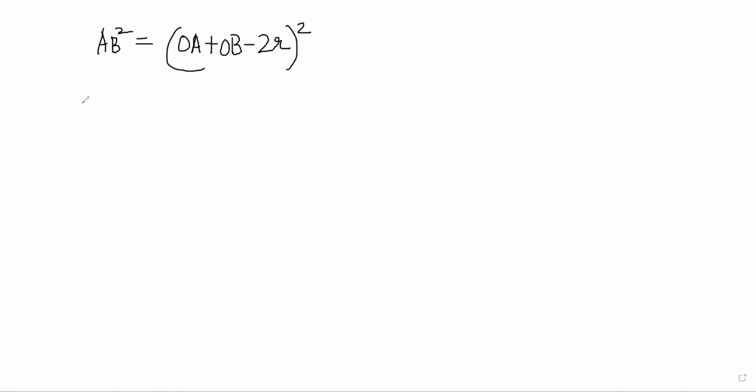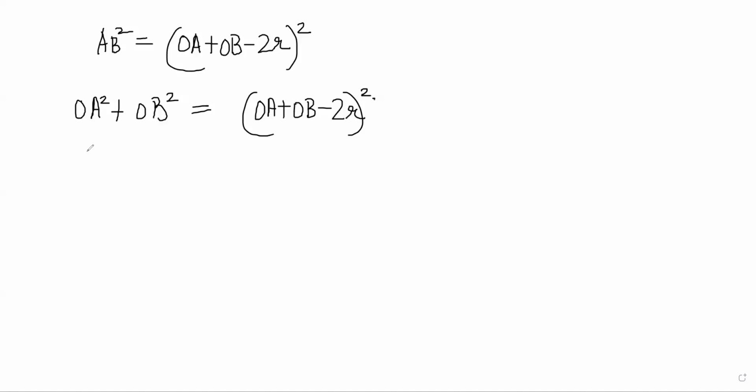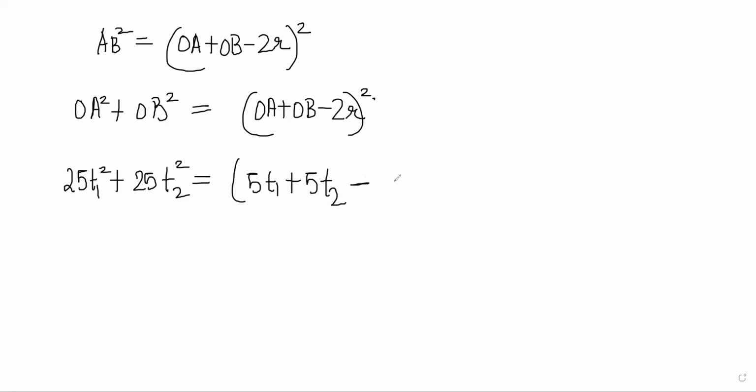OA square plus OB square is equal to (OA plus OB minus 2r) whole square. And OA square was 25 T1 square plus 25 T2 square, which is equal to (5 T1 plus 5 T2 minus 2 into r) whole square, where r is 5 times 2015.